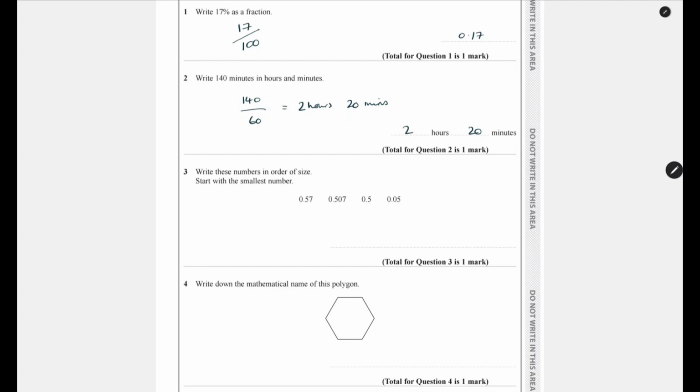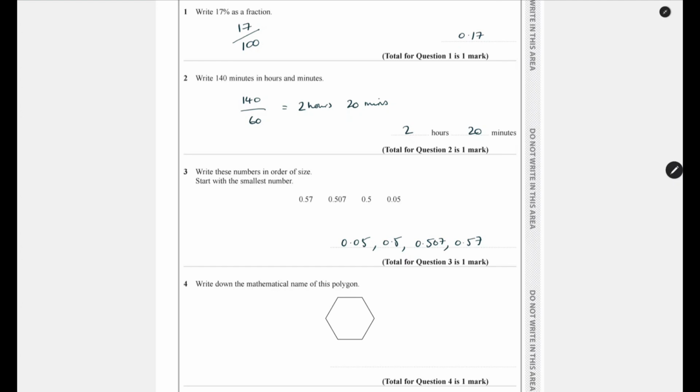Question 3 says, write these numbers in order of size. Start with the smallest number. So the smallest number is 0.05, then 0.5, then 0.507, and then 0.57.